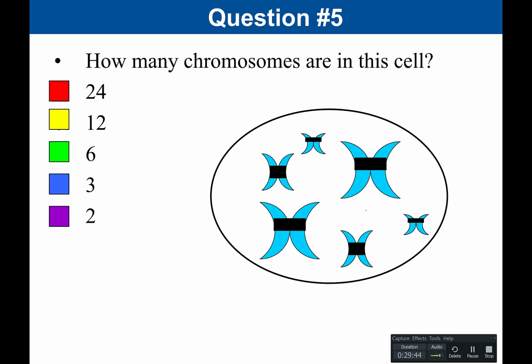So question number 5. How many chromosomes are in this cell? Is it red, 24, yellow, 12, green, 6, blue, 3, or purple, 2? So again, you will post this answer on Canvas and the answer will be provided for you later. So how many chromosomes are in this cell? Remember that the black represents the centromere. So you need to think about what are these two that are held together called, etc. Question number 6. How many sister chromatids or DNA molecules are in this cell?